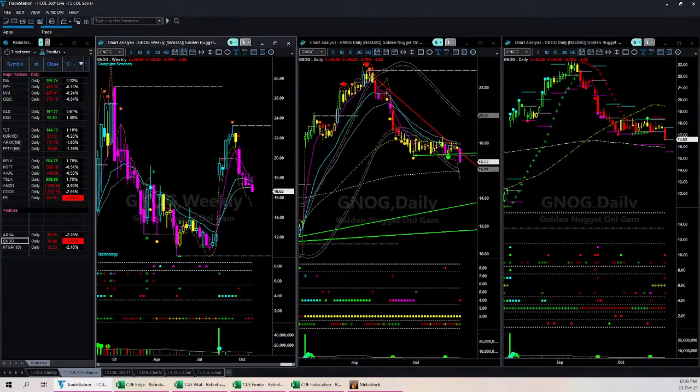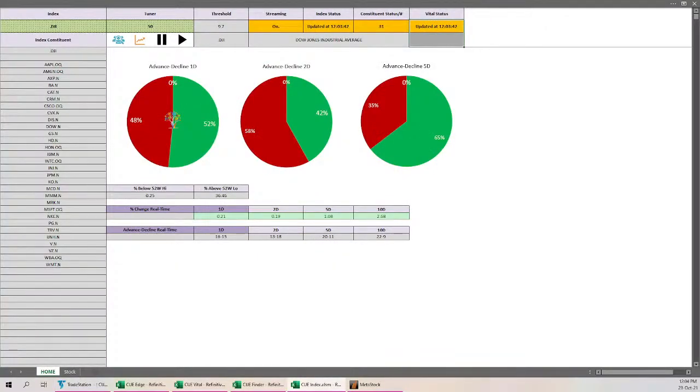This one, GNOG, technically weak, fundamentally weak, industry weak, and as I mentioned, my preferred trading direction for next week is bearish. Having said that, let's go back to Dow Jones Industrials components. Let's see what the media is implying, that Dow Jones made a new all-time high. That is a fact, but does it mean we have buy setups?